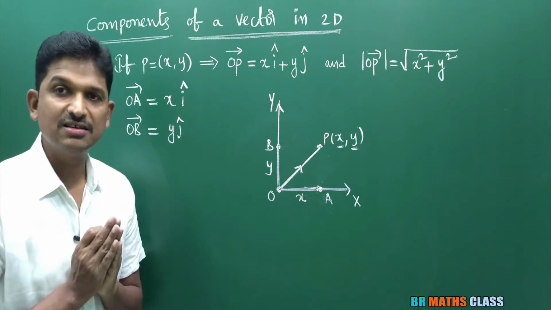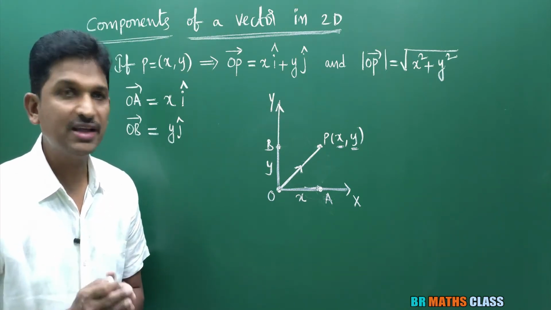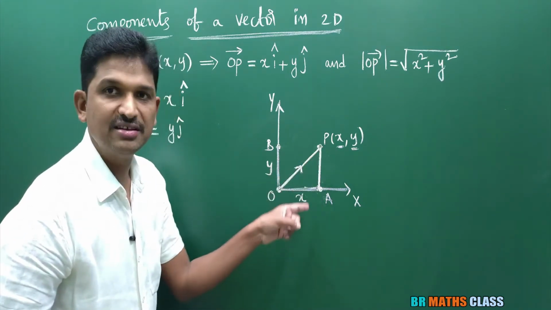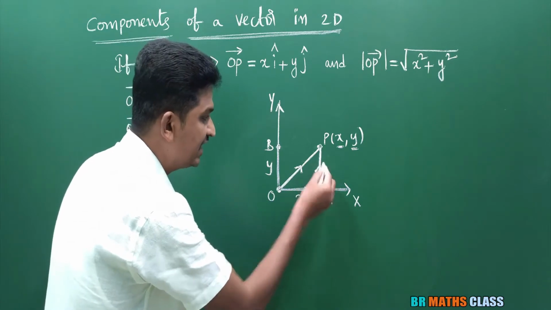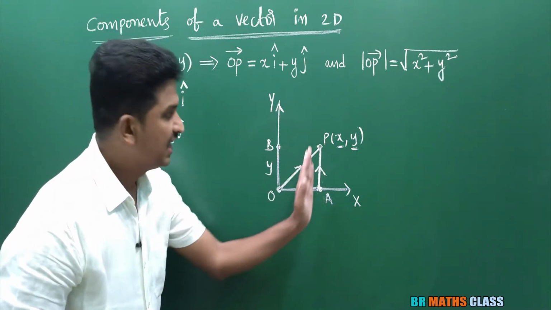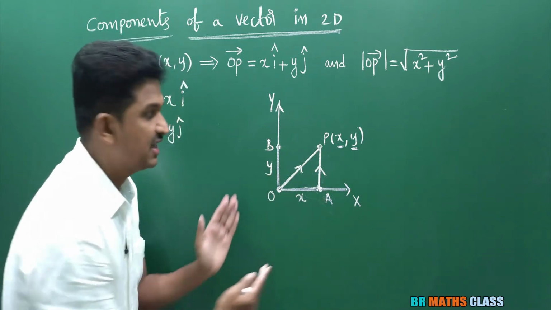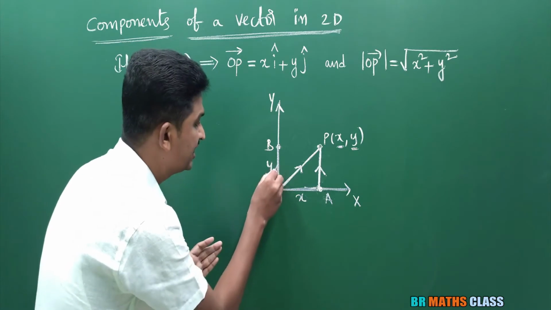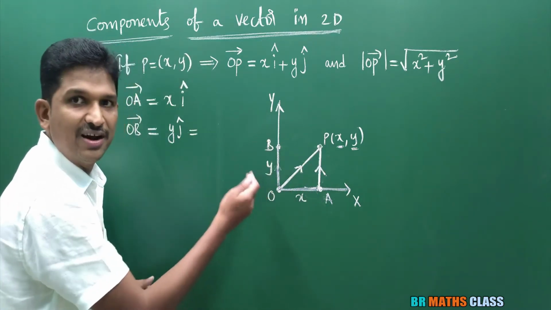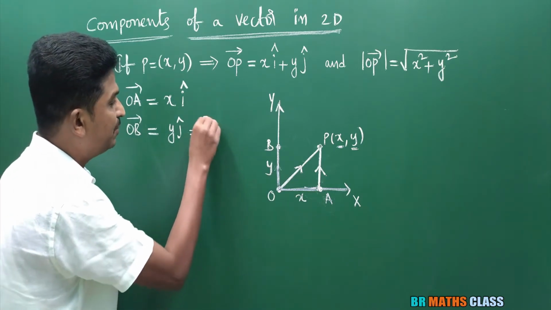In the last class, we learned about the triangle law of vector addition. To apply that, I need a triangle here. So I'll join these two points. Then you can get the vector AP bar. You observe here, AP bar and OB bar are equal vectors. They have the same magnitude and are in the same direction. So OB bar can be written as AP bar.